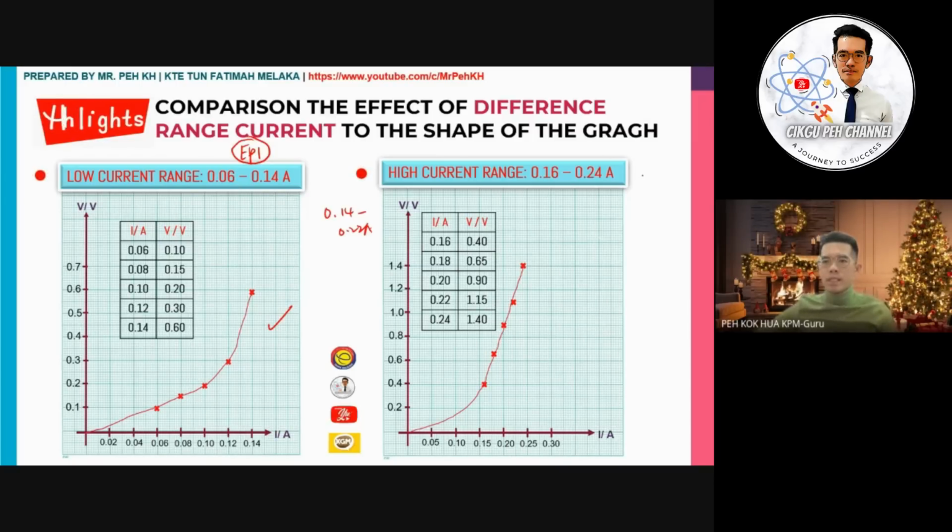Okay, so actually this is another set of data I got in my previous school, which is in the range of 0.16 to 0.24. So later on, we'll discuss whether there is any difference between the different ranges of current used in the experiment for your data analysis. That means we will discuss the graph with the low current range, which is 0.06 to 0.14 ampere, and the high current range, which is between 0.16 to 0.24 ampere, where the data is available from me here.